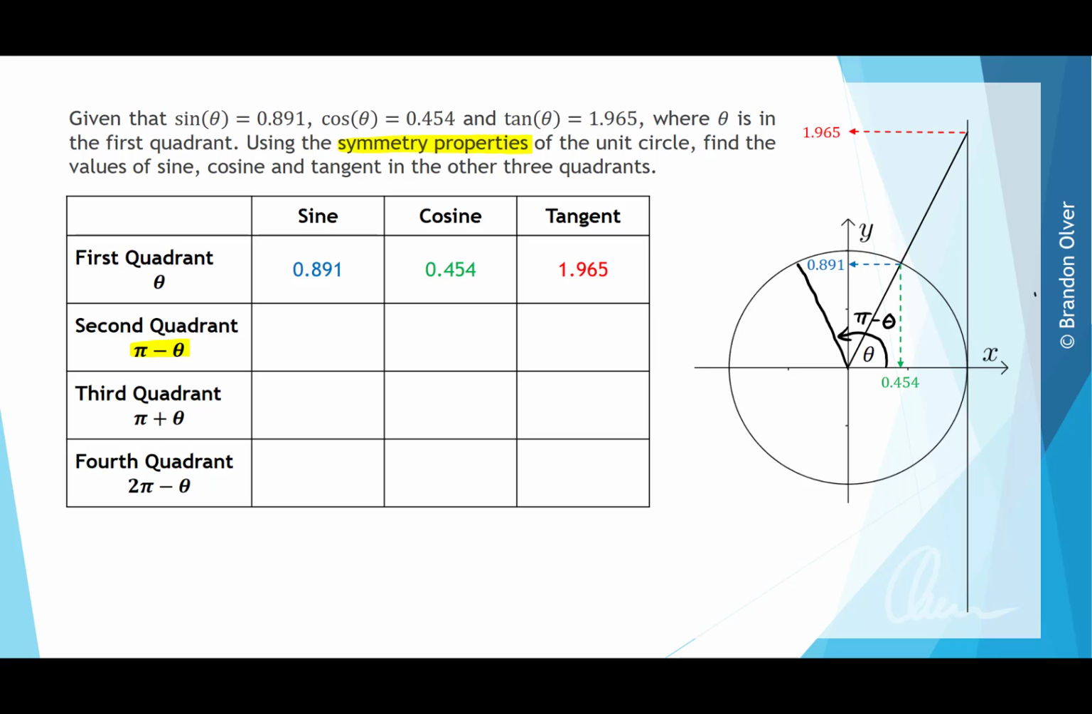Now if we have a look at the values of sine and cosine and tangent, the value of sine is read off the y-axis, so it's the same as before. So it is positive 0.891. The value of cosine is read off the x-axis, and you can see that it's now negative, but it's still 0.454, so we have negative 0.454. And to get the value of tangent, we're going to need to extend this line down until we intersect the tangent line. And then if we read the y value from that point, we see that it's going to be negative 1.965.